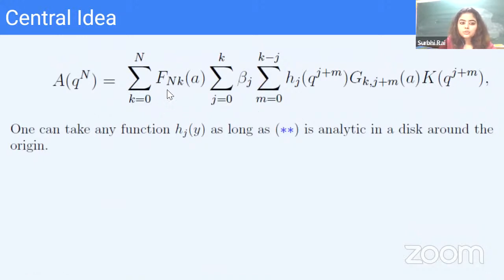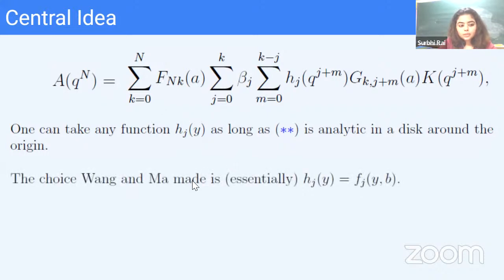is summation k equals 0 to n f_nk a, summation j equals 0 to k beta j, summation m going from 0 to k minus j, and this. So one can take any function h_jy as long as this expression is analytic in a disk around the horizon.